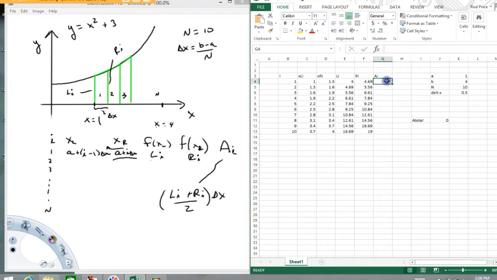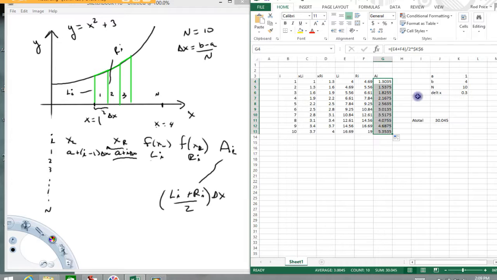All right, A sub i's. Now I'm going to get this from the left and right-hand side of the trapezoid. So this is going to equal, now what I want to do is average the left and right-hand sides. So we're going to take this plus this, divide by 2. That's the average height of the trapezoid times the width of the trapezoid. And again, you've got to double dollar that because you don't want that one to move when I do my drag math here. Grab, drag, there's all of them.